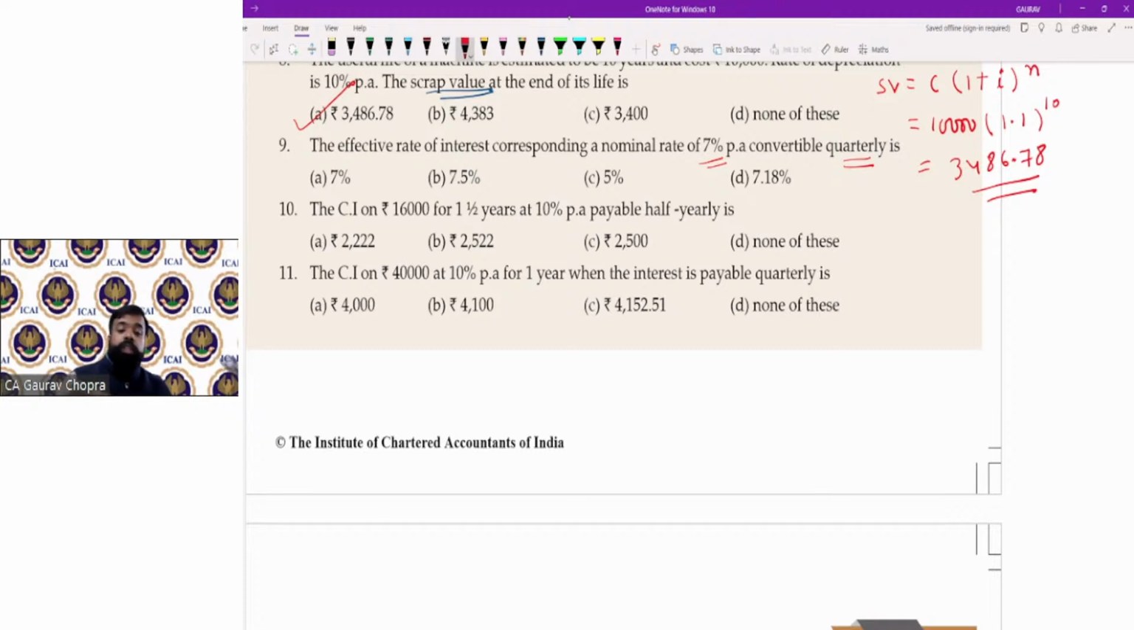And yes, in the previous question, I wrote plus here, it will be minus, all right? 1 minus I. So it will be 0.9, not 1.1. So try question number 9. It is very easy. Since it is quarterly, convert the rate into quarterly first and then try to find out the answer.